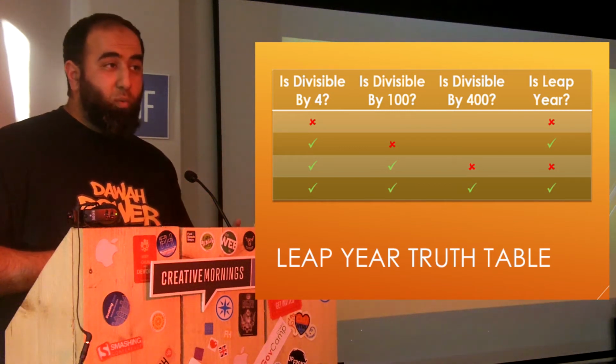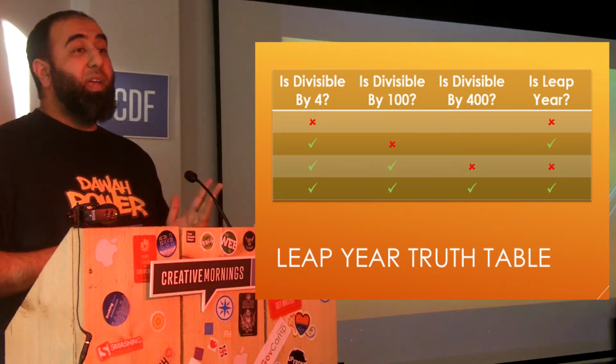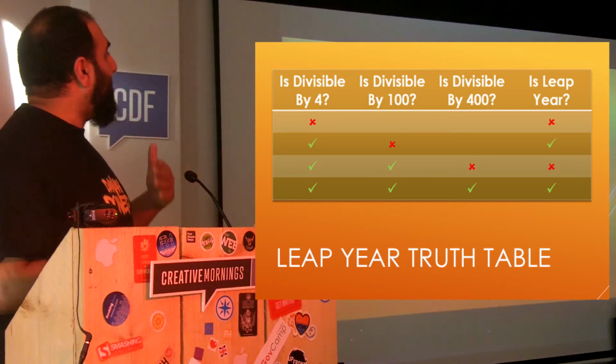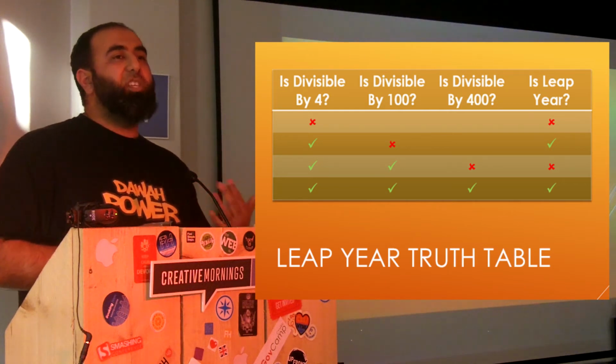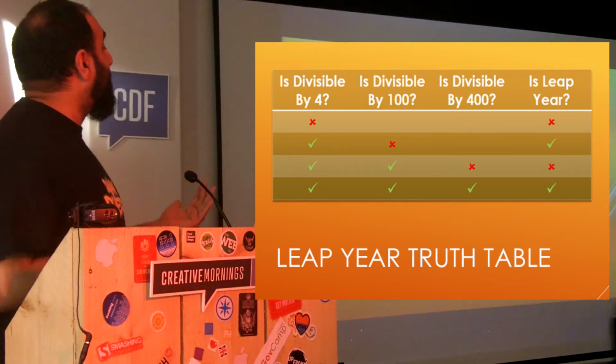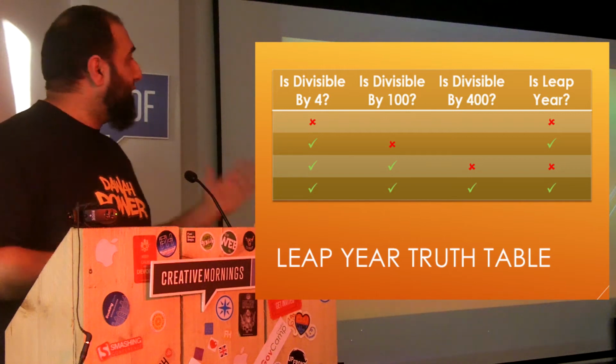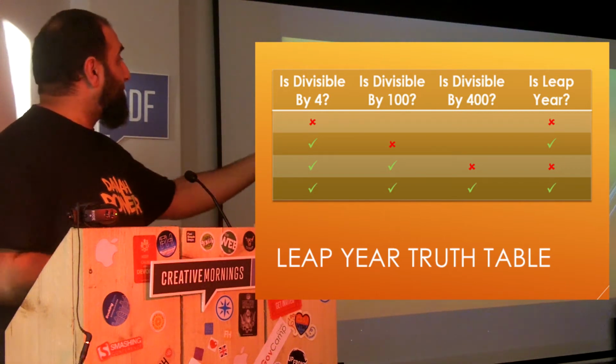Is it divisible by 100? And is it divisible by 400? So you begin by creating a row of the most obvious condition, or the first condition that you need to check. Is it divisible by 4? If the answer is no, you don't need to check anything else. The answer is going to be no.